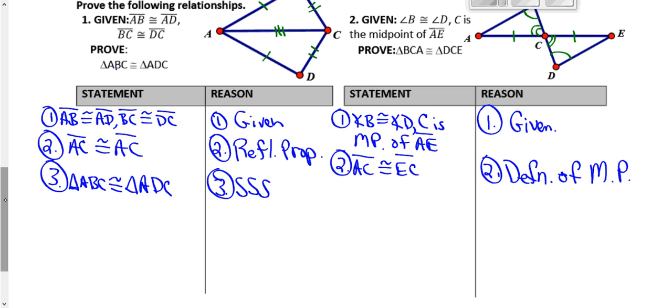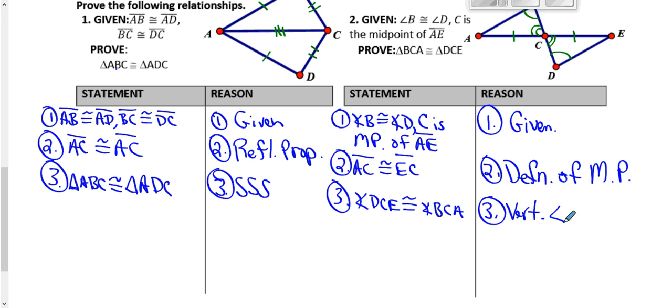What's the other thing we found up here? No, angle. Not triangle. DCE. Congruent to, you meant to say angle, right? Angle, we need 3 letters, don't we? What is it? DCE is congruent to angle BCA. Reason? Vertical angles congruent, not just vertical angles congruent. Okay?